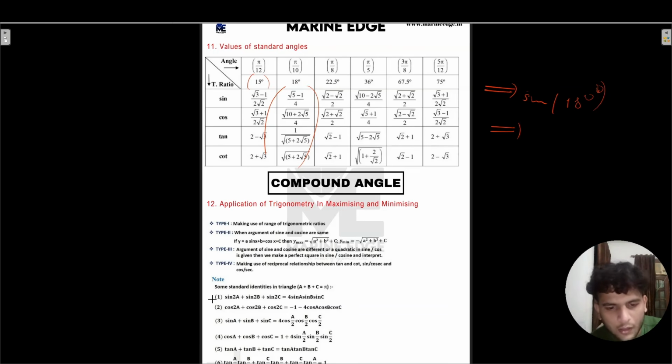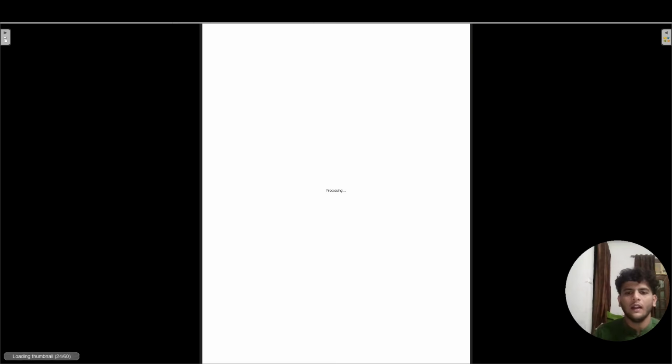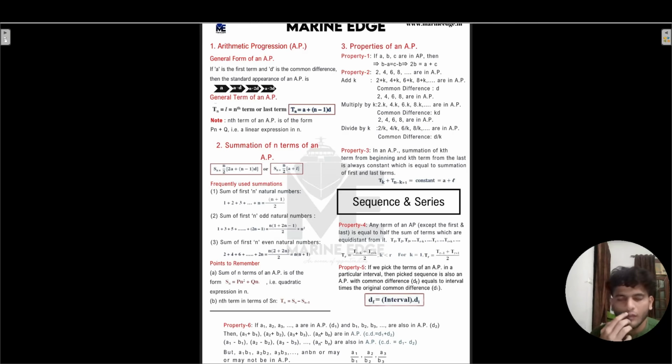Now, sine 2A, sine 2B, sine 2C, these are the properties regarding the application of trigonometry in maximizing as well as minimizing problems, which we'll study later in the application of derivatives chapter. Okay, so this was about the entire trigonometry. Now we'll study sequences and series.